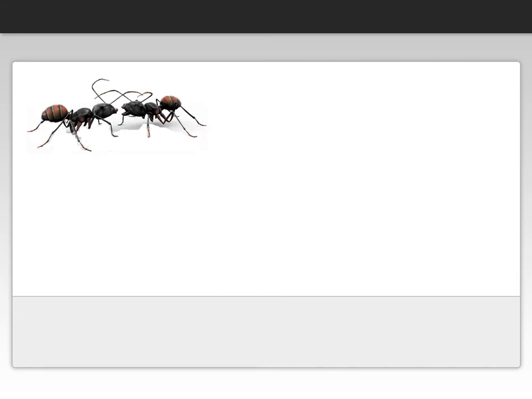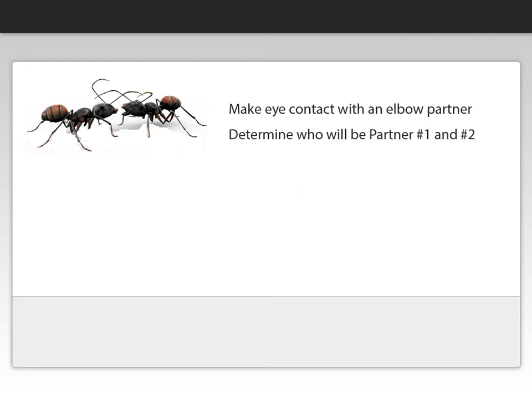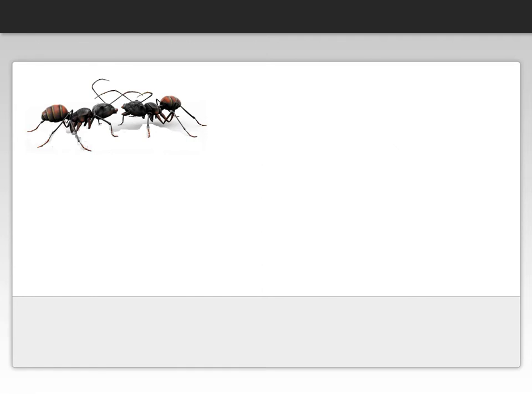Here are the procedures for precision partnering. First, make eye contact with an elbow partner and then determine who will be partner number 1 and who will be partner number 2. If there must be 3 partners in one group, then they will have one number 1 partner and 2 number 2s. The partners then will be instructed to follow the 4 L's.